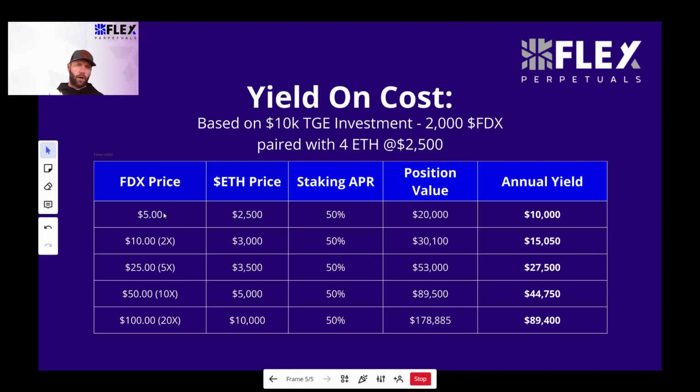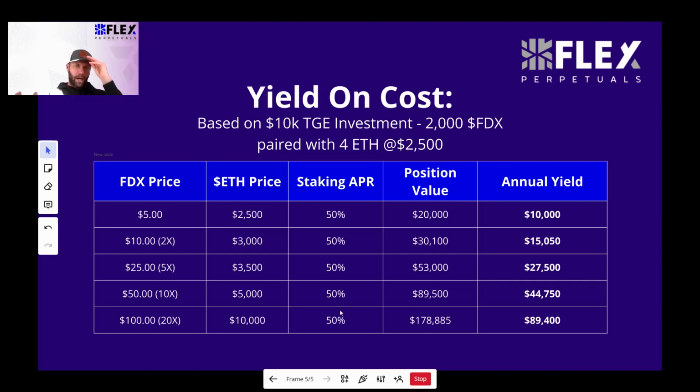So what we've got is $5 FDX price, which is roughly what we're expecting it to launch at. And then we've got various different increments: a 2x, if FDX does a 2x, a 5x, a 10x, a 20x, okay? And then the ETH price as well, I've just gradually made that increase in line with the FDX price as well. And then we're just using this standard 50% APR.